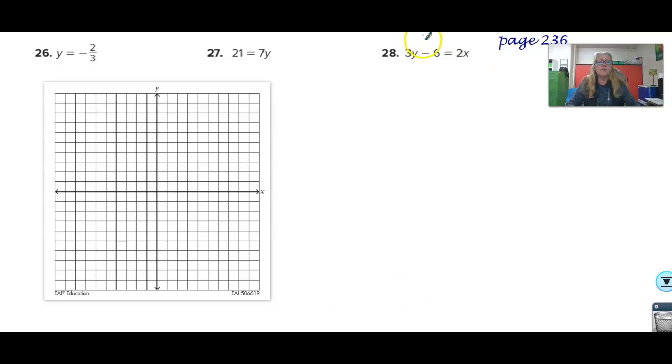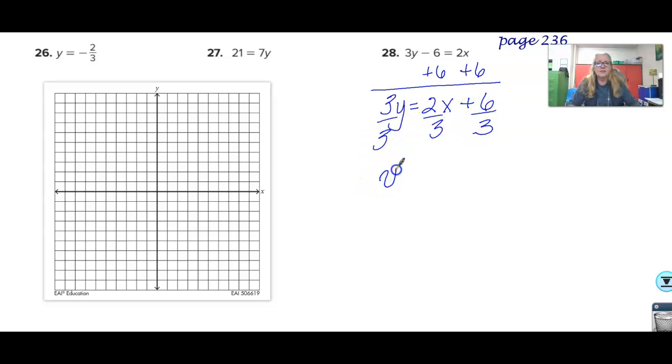All right. We have y on the left, but we also have this negative 6 that we can't have. So let's add 6 to both sides. That gives us 3y equals 2x plus 6. Divide each term by 3. And that gives us y equals 2/3 is our slope, x, and 6 divided by 3 is 2, positive 2.